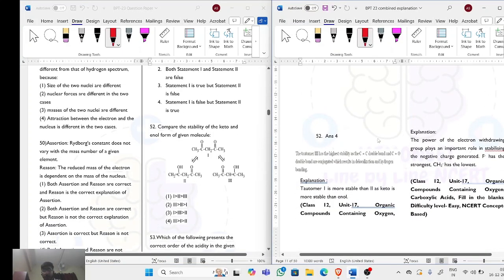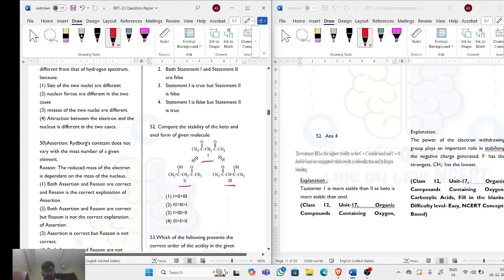Now question number 52. Here we have to find out the stability of the keto and the enol given molecules. We have molecule 1, 2 and 3. By clearly analyzing, we can find that there is a conjugation between this double bond, this single bond and this double bond. After this conjugation, hydrogen bonding can also form here, and due to the conjugation and the hydrogen bonding, the third one is the most stable.